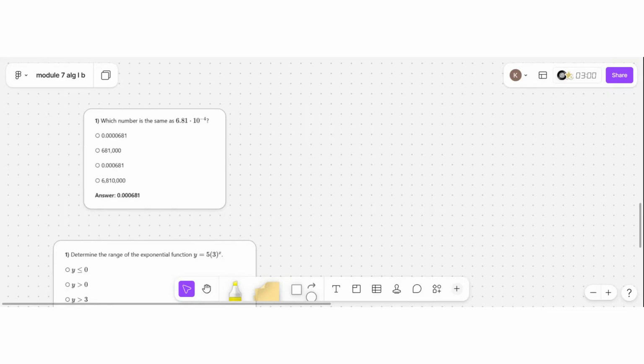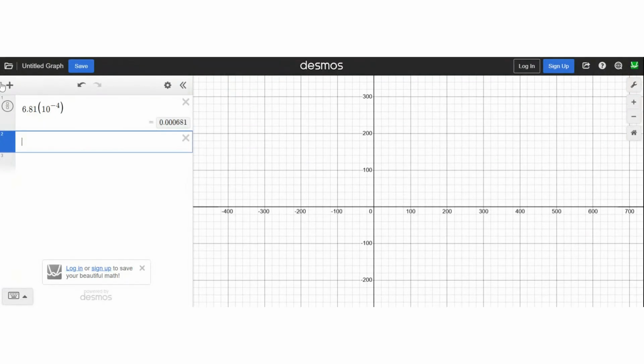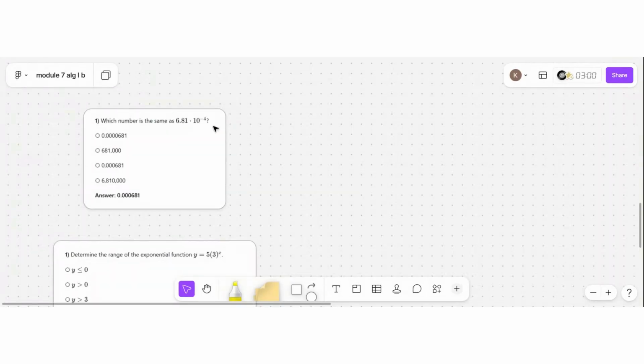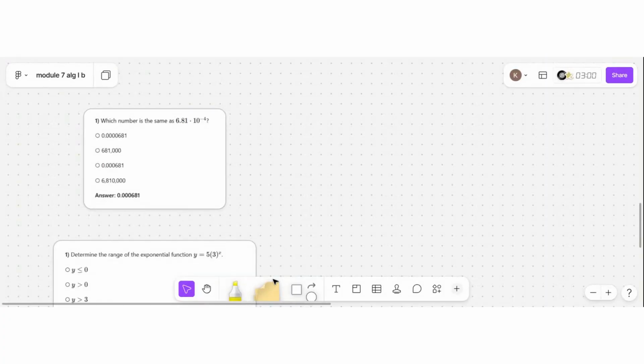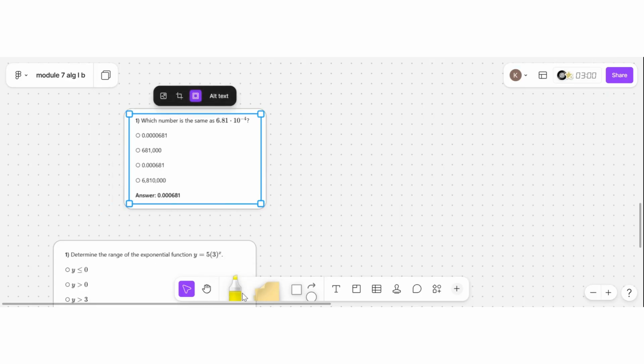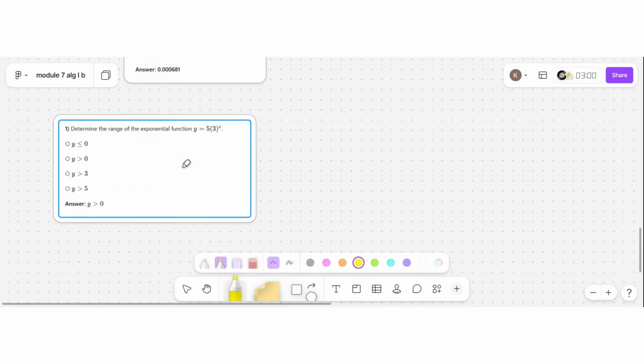Let's look at question 1. It says, which number is the same as 6.81 times 10 to the negative 4th? So all I did, again, is I just went over here and typed it in like this. So go ahead, pause the video, practice typing it in yourself. Multiplication is shown here by the dot, but in Desmos, we can't do the dot. So we do it by putting parentheses with the numbers right next to each other. You see, it gives us the answer 0.000681, which is one of the answers right here. So that's how you can solve that one. Let's go to the next one.